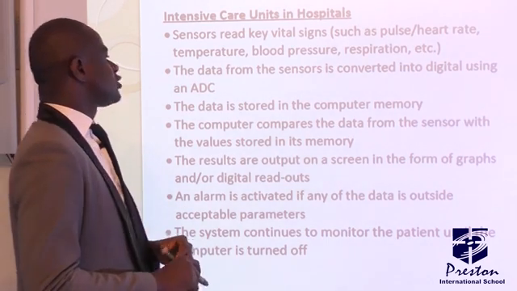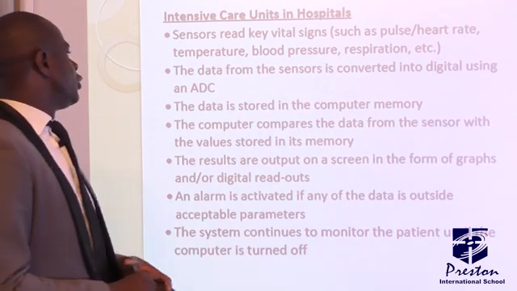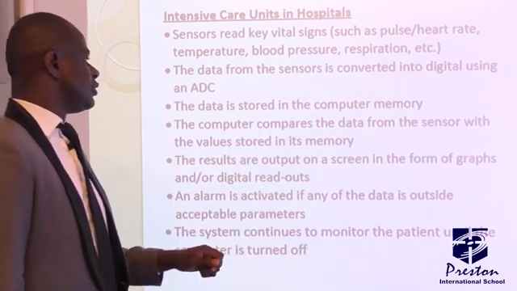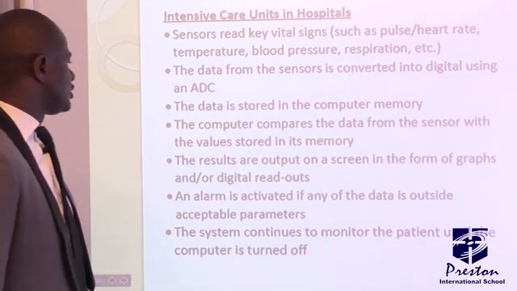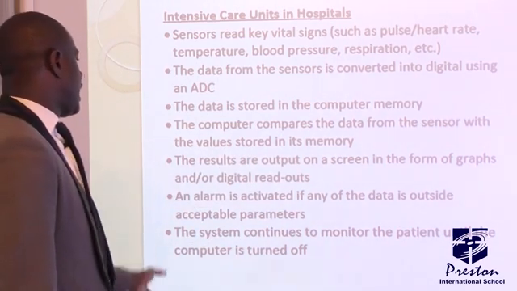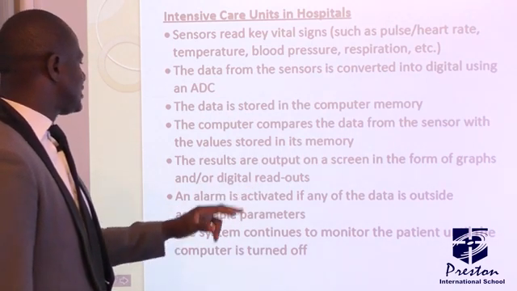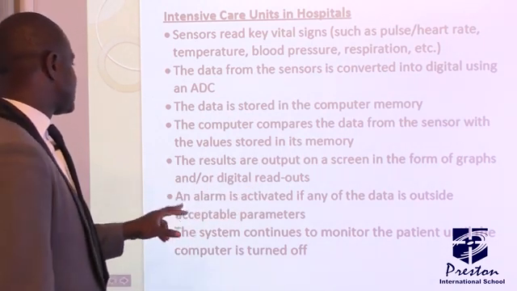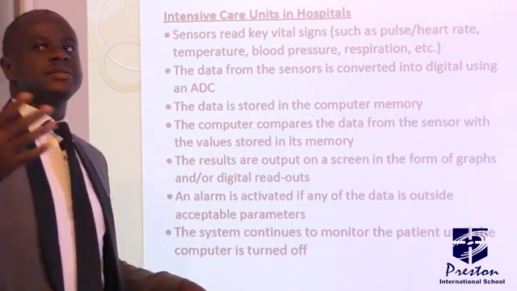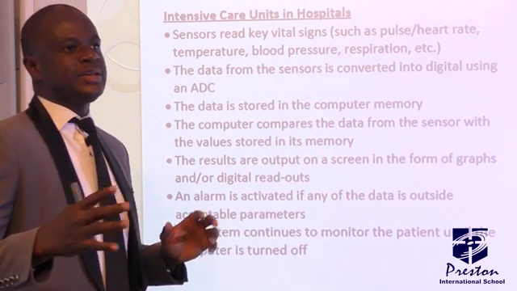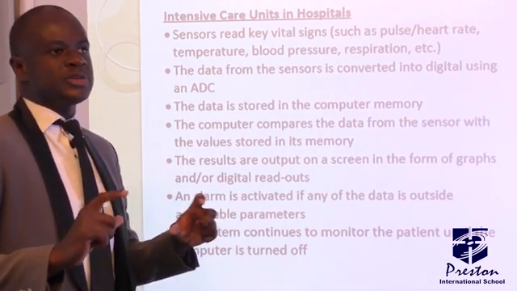The data is then stored in the computer memory. It's compared with values stored in its memory. Now, the results are also output on a screen in the form of graphs or digital readouts. An alarm is activated if any of the data is outside acceptable parameters. How do we even know the acceptable parameters? That means beforehand there will have been preset values that the microprocessor will be checking.